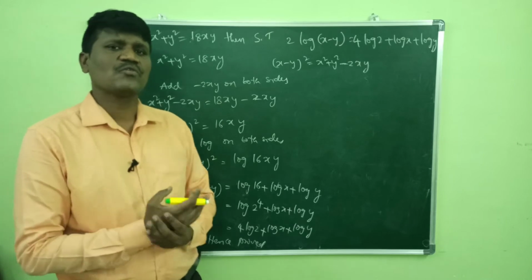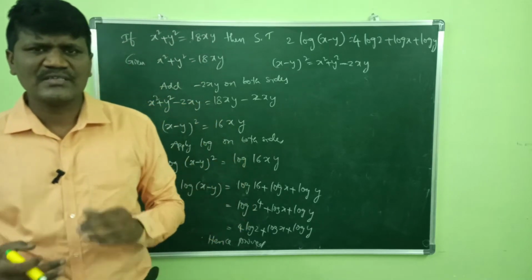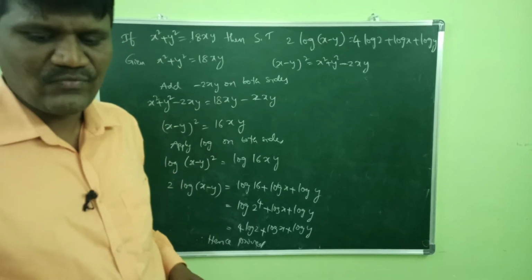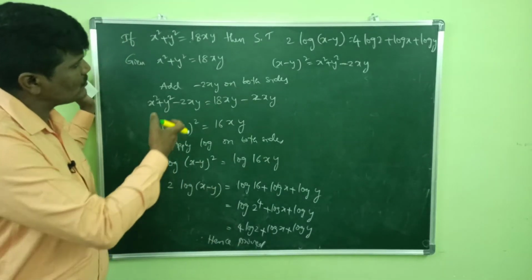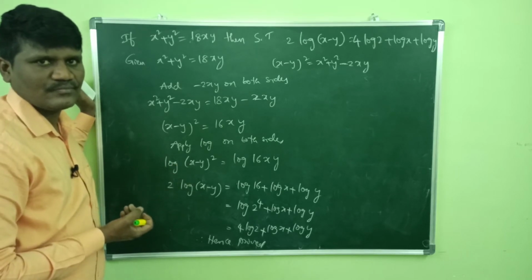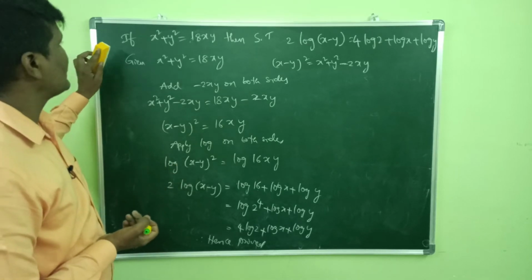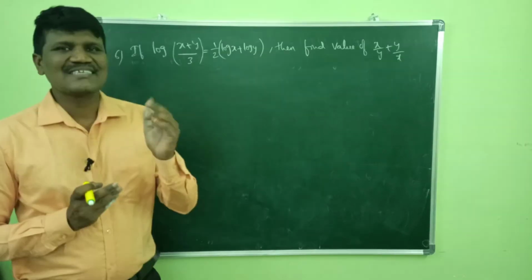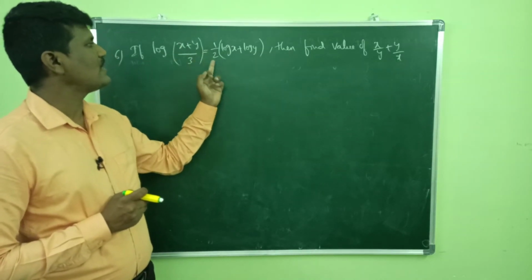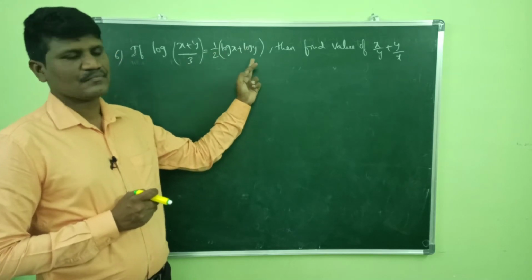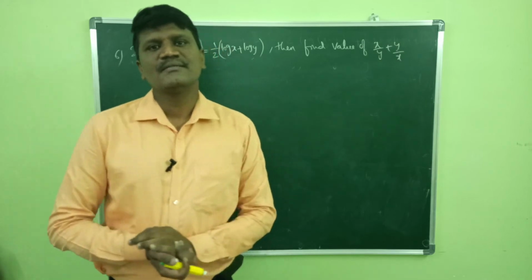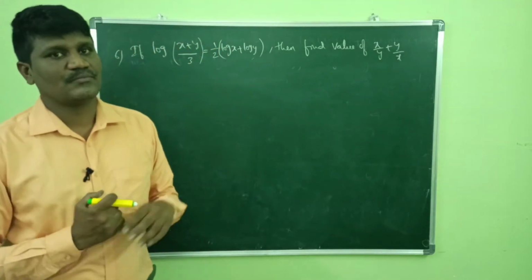Now let us see one more question, the 6th question. What is the 6th question? In the textbook, the 6th question is, and you can take a screenshot or note it down: if log of x plus y by 3 is equal to 1 by 2 log x plus log y, then find the value of x by y plus y by x. This is one type of problem.